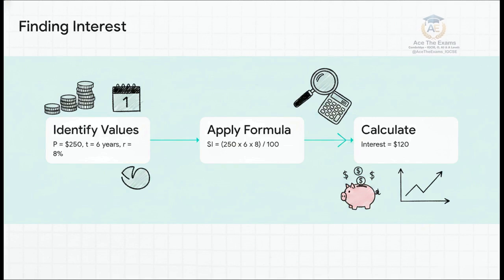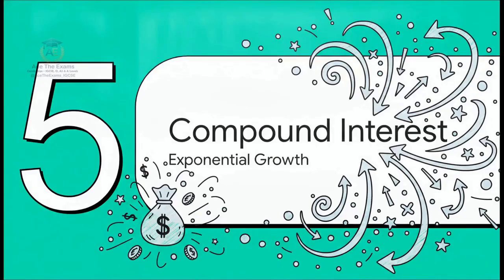Just remember to read the question carefully. Did the examiner ask for the interest earned or the total amount in the bank? If it's total, you've got to add that $120 back to your $250. But as we're about to see, simple interest is absolutely not the most powerful force in finance or on your exam paper. Welcome to Section 5, the compound interest formula.